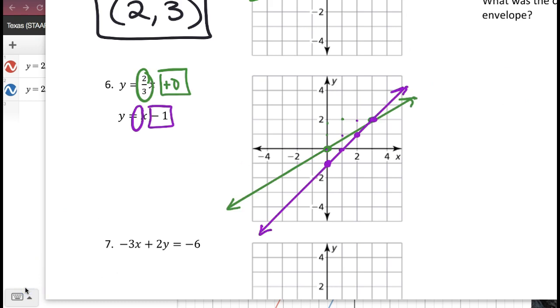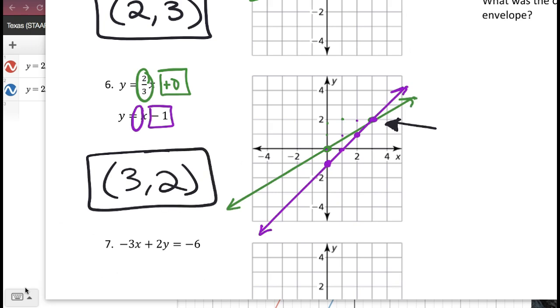Here's what my system looked like when I graphed it. So I know that this has a solution and that the solution is going to appear right here where the two lines intersect. That is the coordinate 3, 2, which means over 3, up 2. That's graphically where they intersect. That means that is my solution.